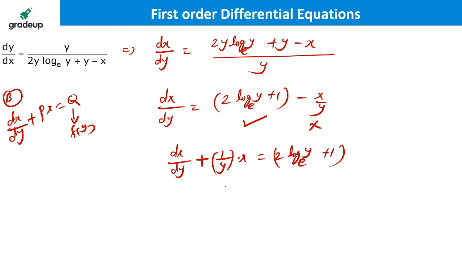So now you can say that this is P and this is Q. You can find IF and then you can find solution. So I have just arranged this differential equation so that you can proceed further now. Do it by your own.